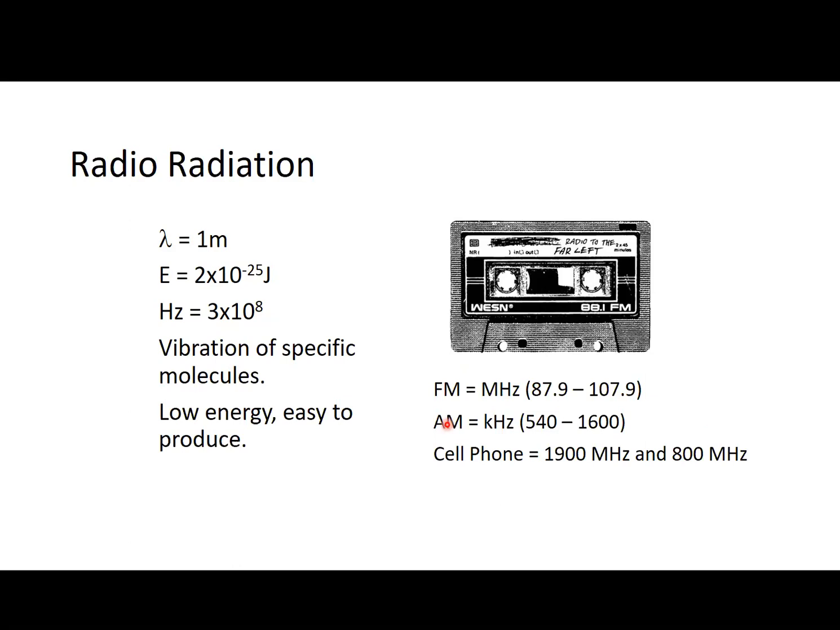Cell phones tend to operate at 1900 megahertz and 800 megahertz. And allocation of this band is actually a very important thing. If you are an engineer looking to go into spectrum management, it's a very important thing. There's only so much bandwidth to go around, yet we are very reliant on this for communication.